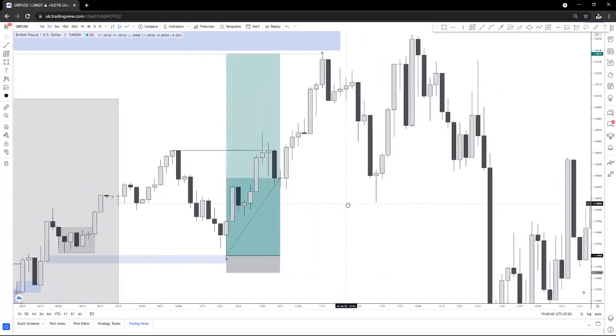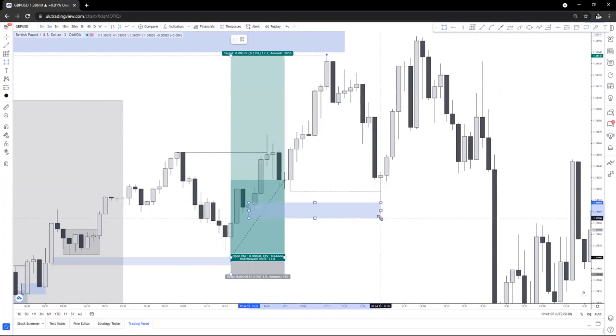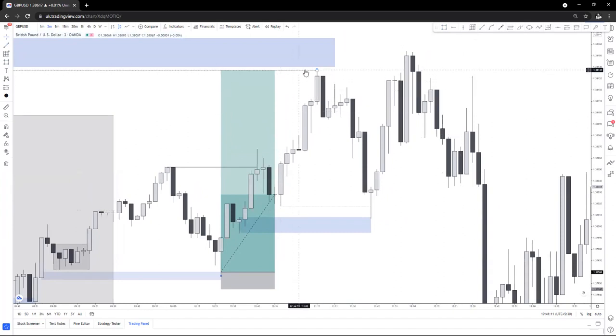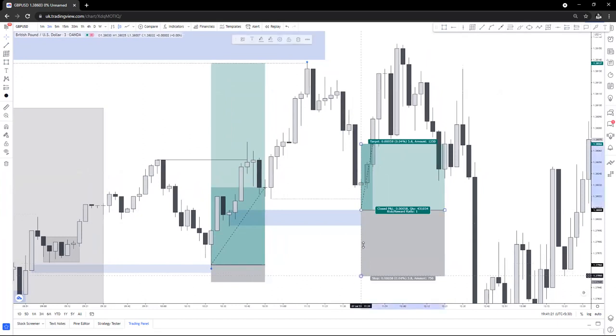Now would they give it to us that easily? No, right? They would not. This will be an inducement, right? And then what do we have right here? Imbalance, imbalance, and a POI. You see that? So then I know that even though this trap has been taken out, it did not really fill the imbalance. So then I'm buying. I'm buying from here.